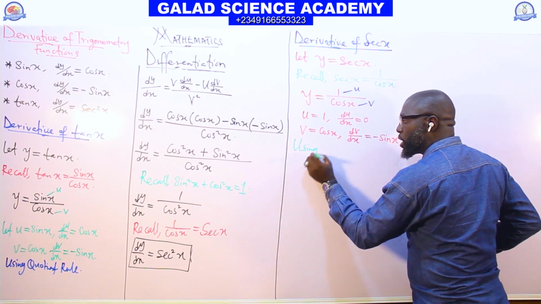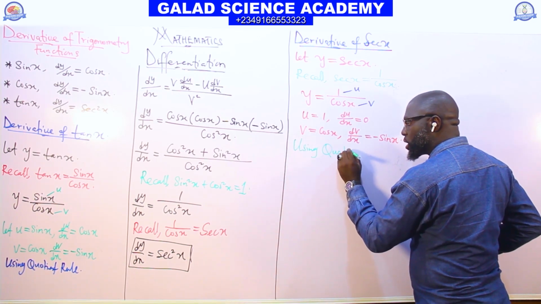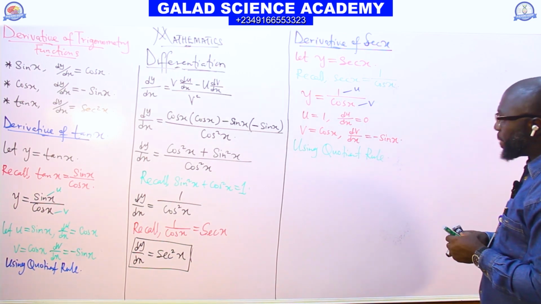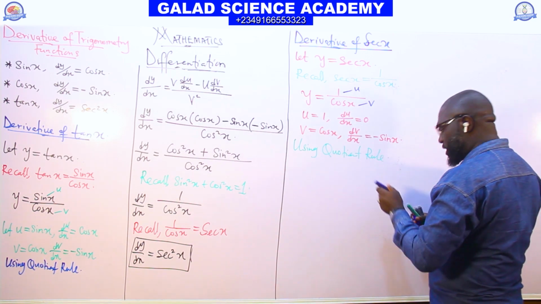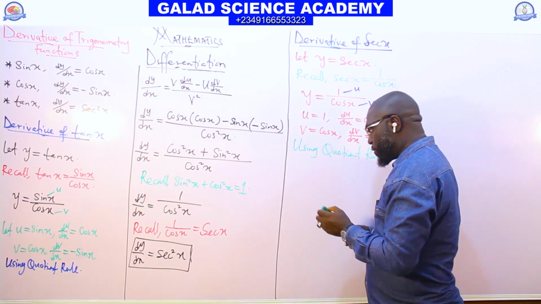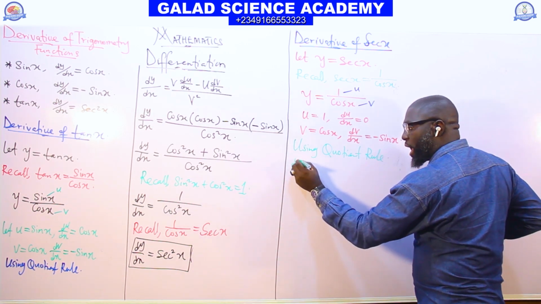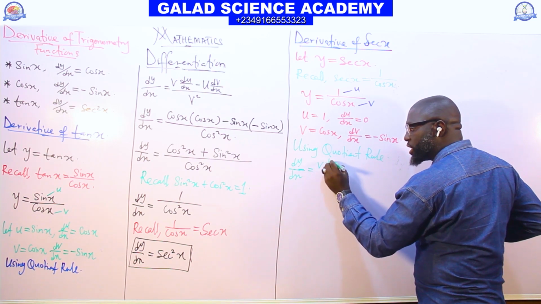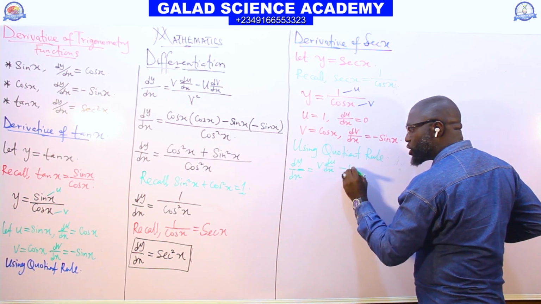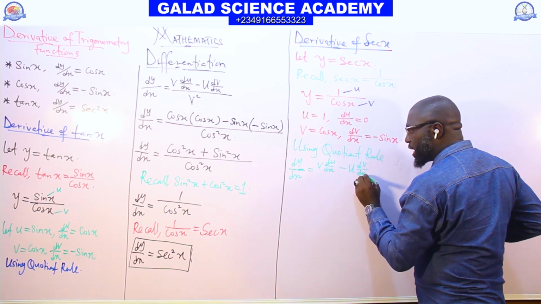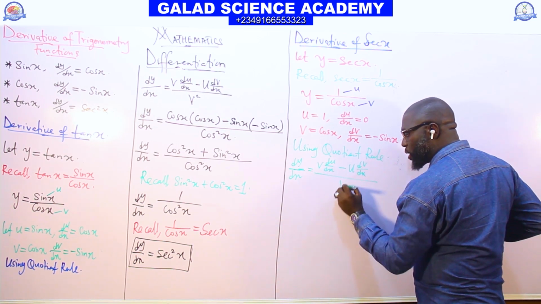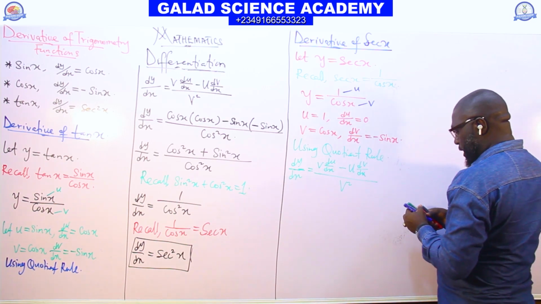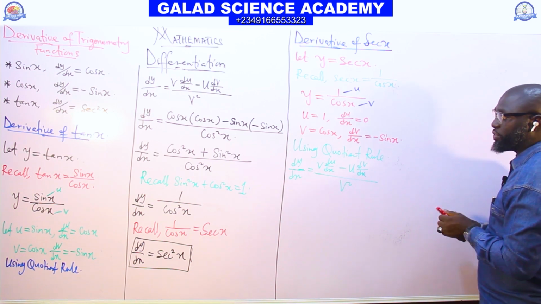Using quotient rule. What do we have next? By using quotient rule, the derivative dy/dx is equal to v du/dx minus u dv/dx, everything over v squared. So if we have this now, let us substitute for each value here.